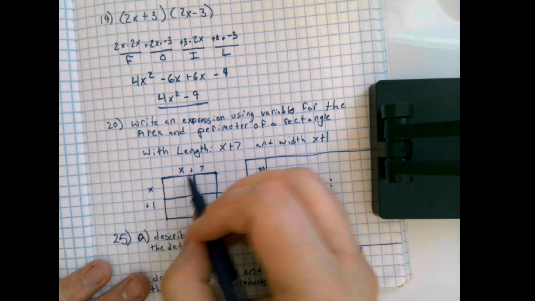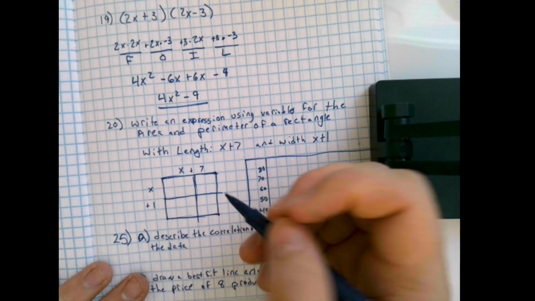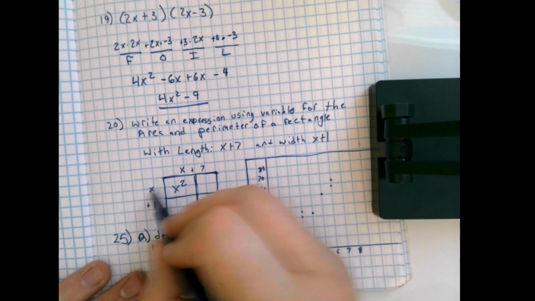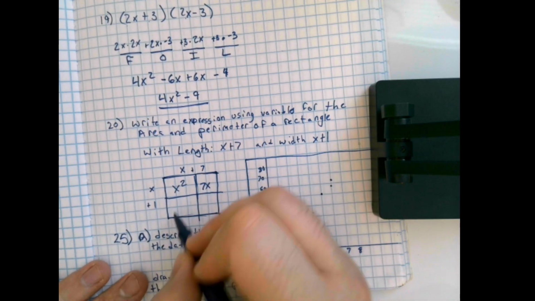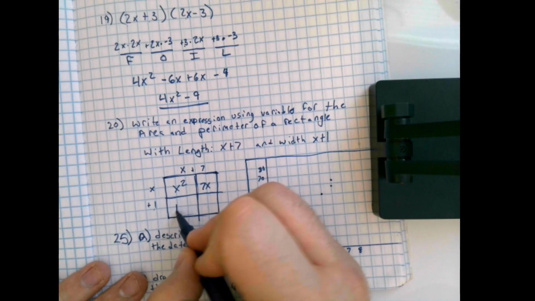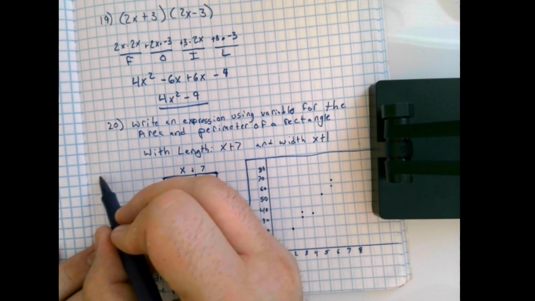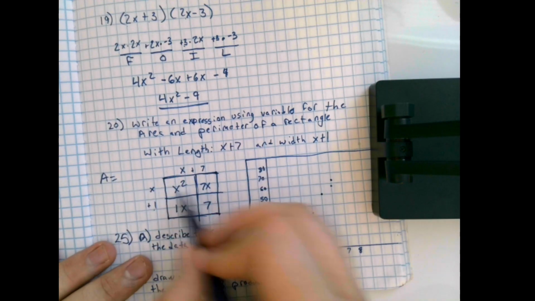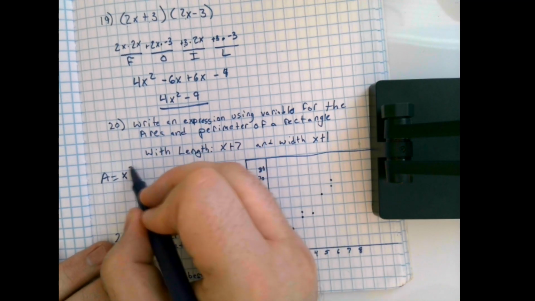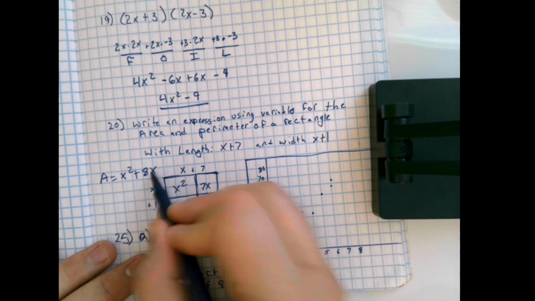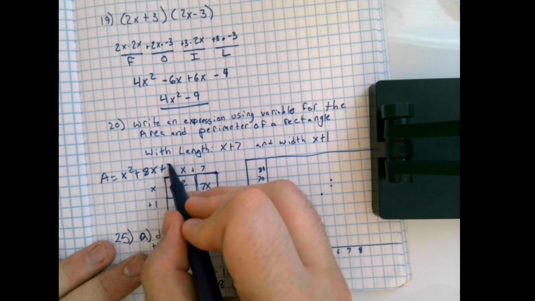Starting off with the area, I'm going to use the box method because we're talking about a rectangle. X times x is x squared. X times 7 is 7x. X times 1 is 1x. And 1 times 7 is 7. So that will give us area is equal to, if we add these all up, x squared plus 7x plus 1x is going to be 8x plus 7.